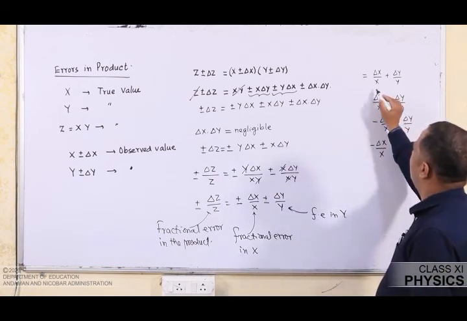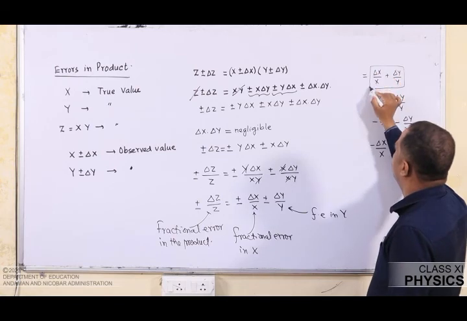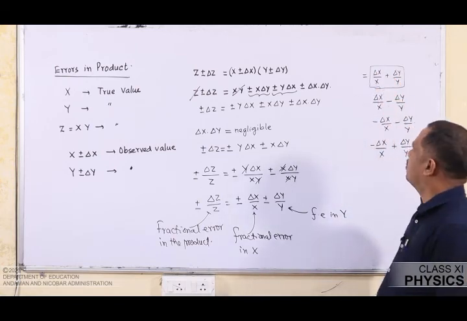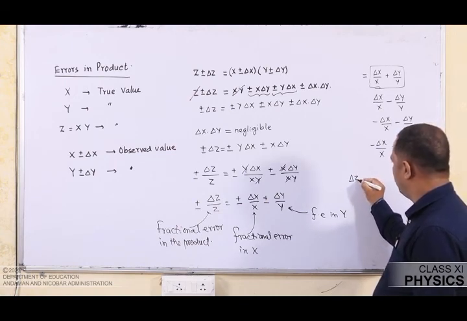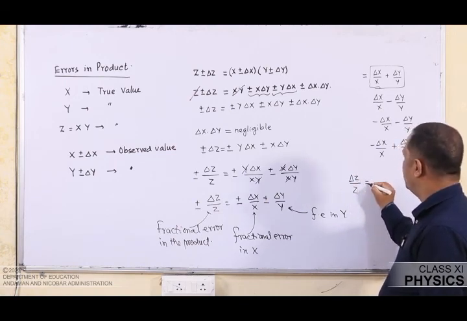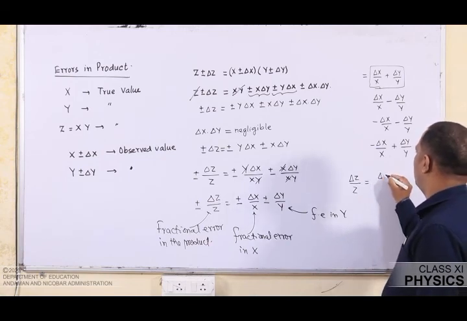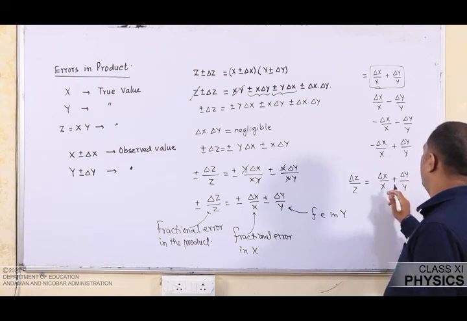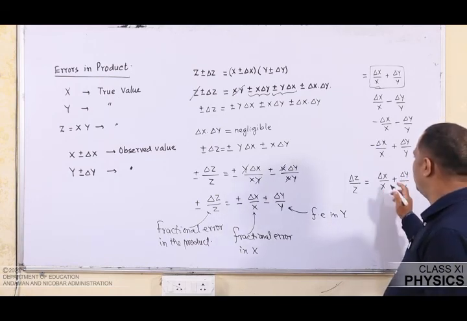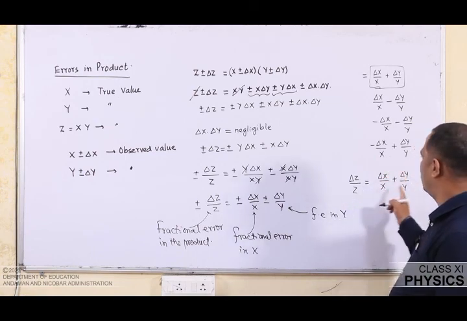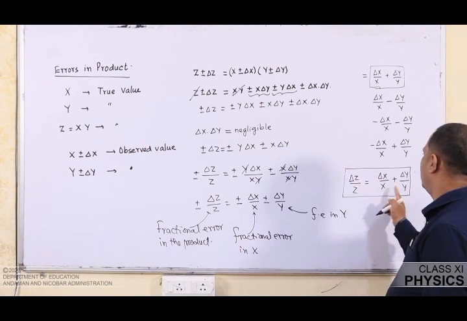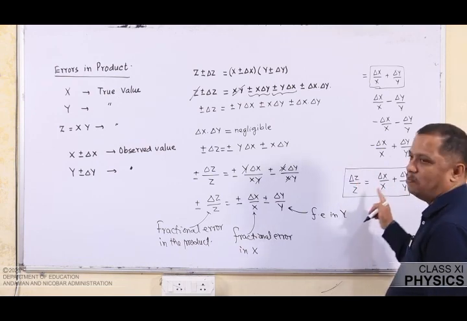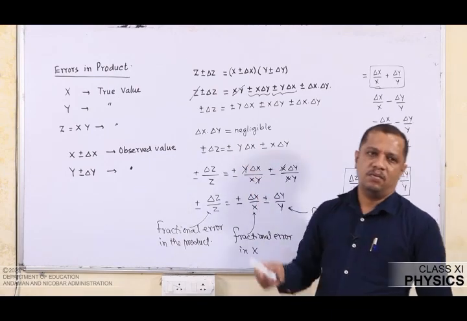A physics student always bothers about the maximum possible error. He will be very cautious. In that case, the maximum relative error present in a product is always equal to the sum of the relative errors of individual measurements. x is an individual measurement, y is an individual measurement. So, this is the relative error of x, relative error of y. So, the sum of the relative errors of individual measurements is the maximum error present in finding a product.